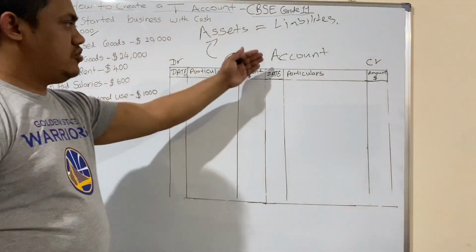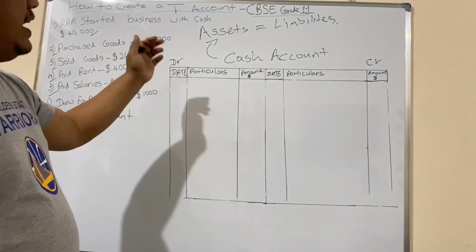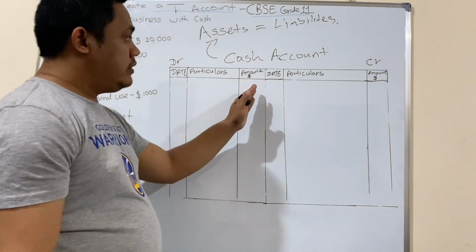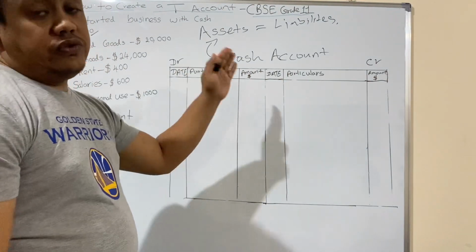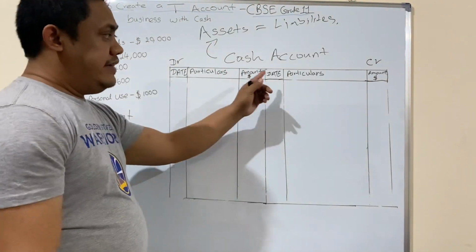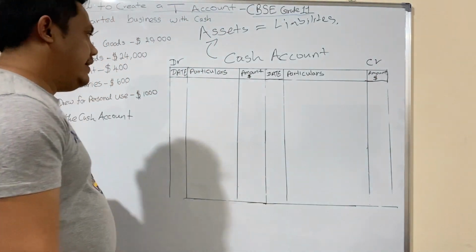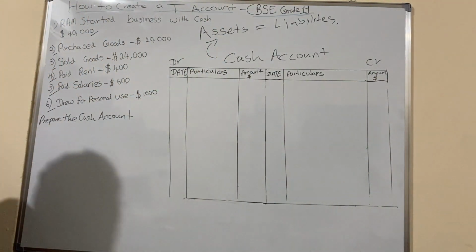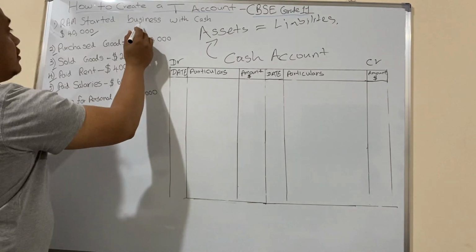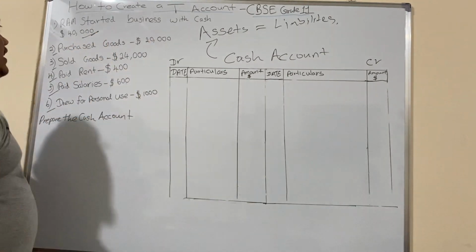Now let's see how we will prepare the cash account. You put the cash account, then the date, particulars and the amount. When writing the amount, use the currency you are using. The same columns, date, particulars and amount, are repeated for the credit side. Now we'll see the first transaction: Ram started business with cash for 40,000.